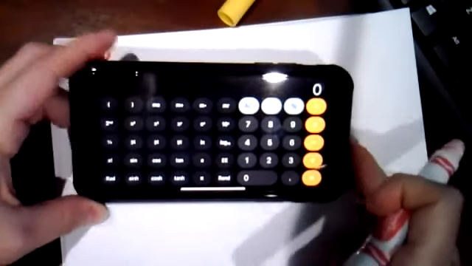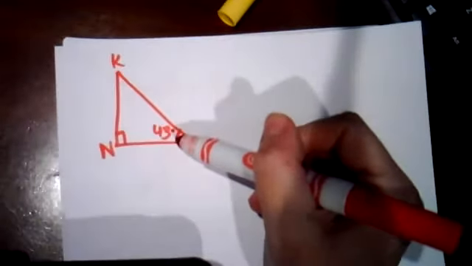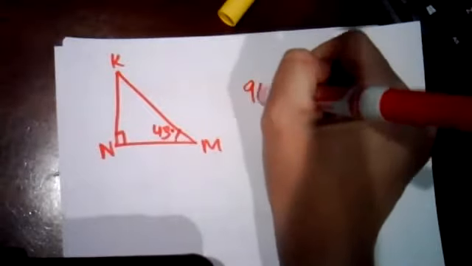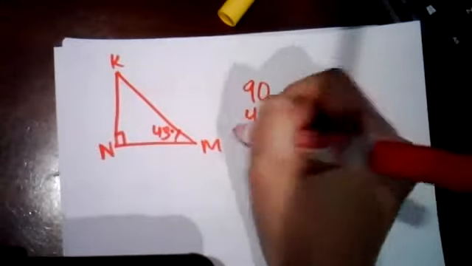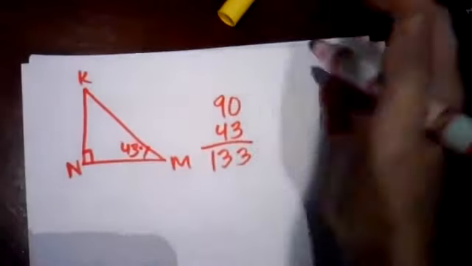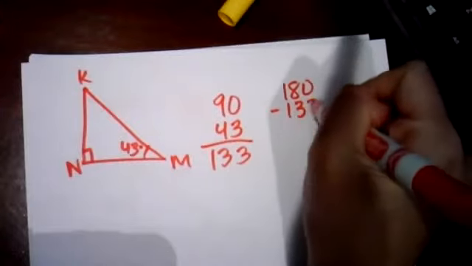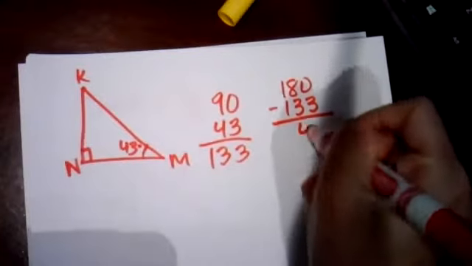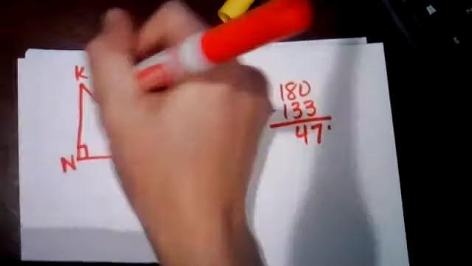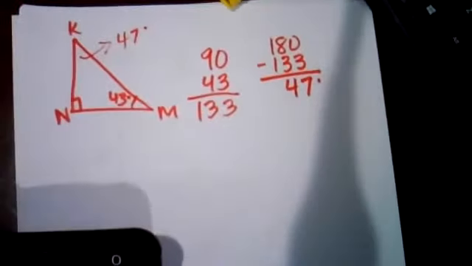So this is number 3. One thing you need to remember is you can find this angle: 90 plus 43 is 133 degrees, and then we take 180 minus 133 and we get 47 degrees. So this right here is 47 degrees, and that's everything you would need to know.